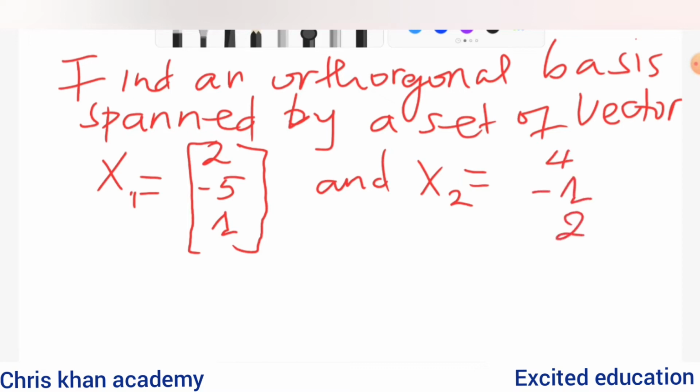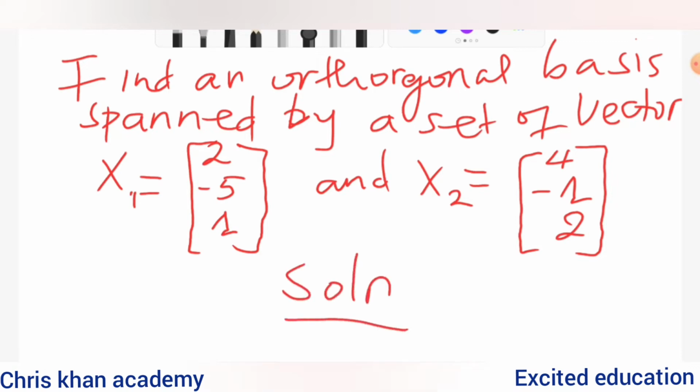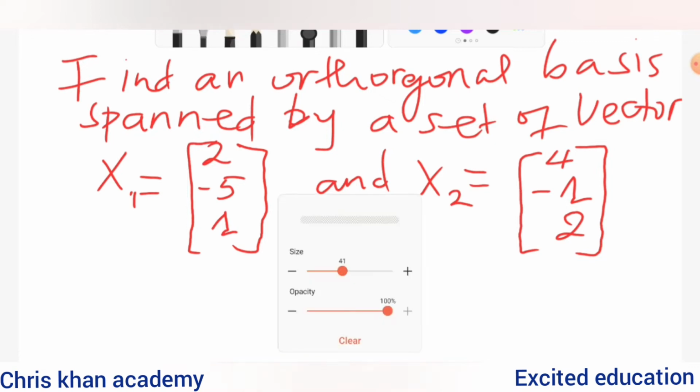So here we are going to use Schmidt's method to find the respective orthonormal basis which is spanned by this x1 and x2. I think we have to recall the formulas used to calculate the Gram-Schmidt process in the given vectors.